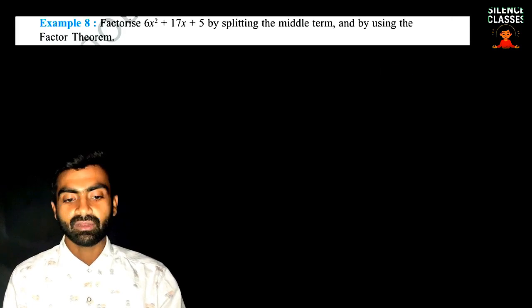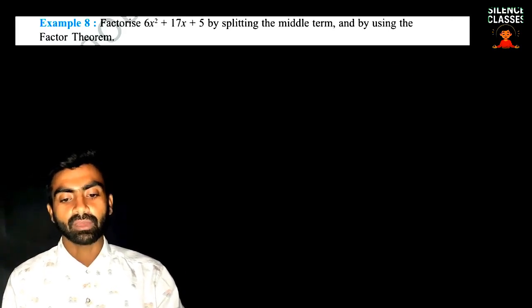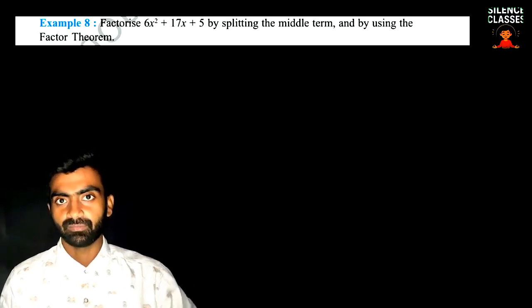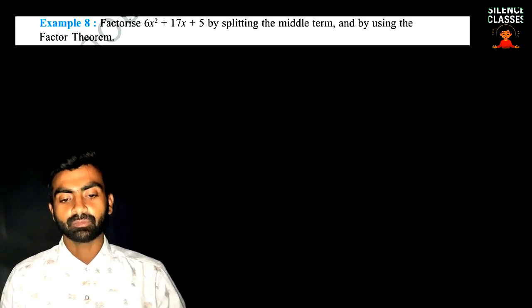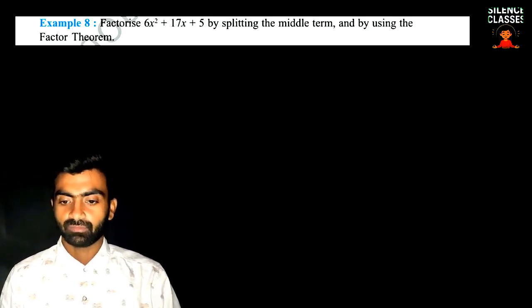Now let's move to the next part, example number 8. Factorize 6x square plus 17x plus 5 by splitting the middle term. We have to split the middle term and find the factors by using the factor theorem.